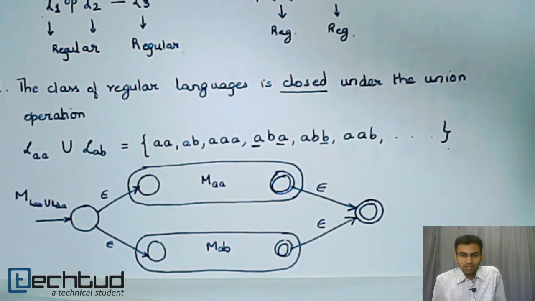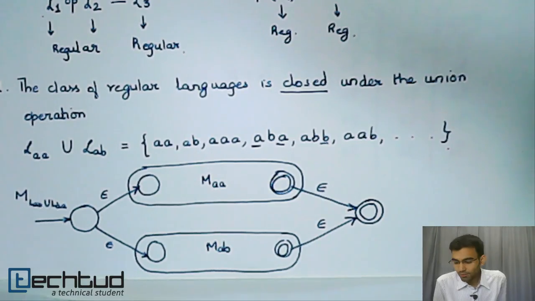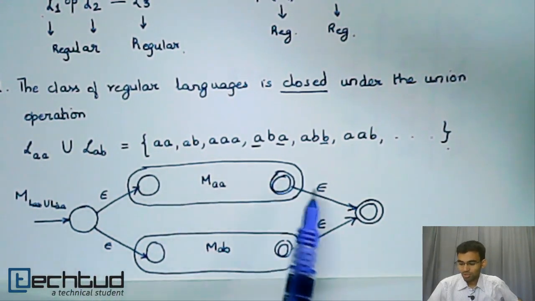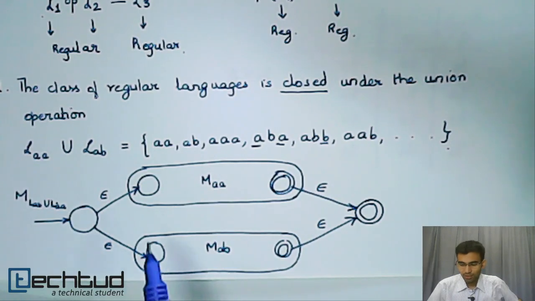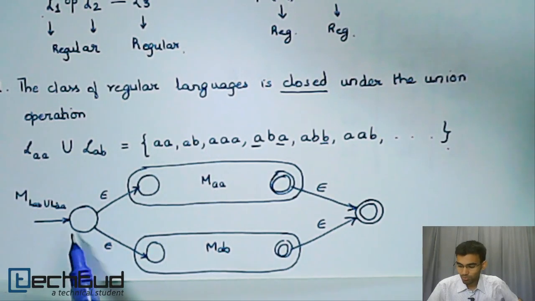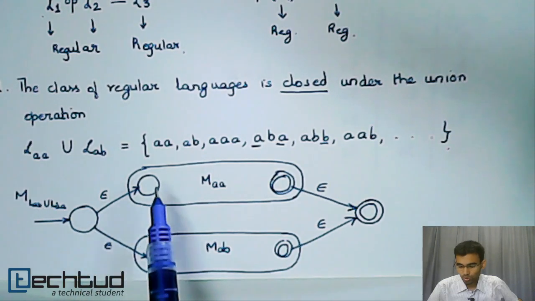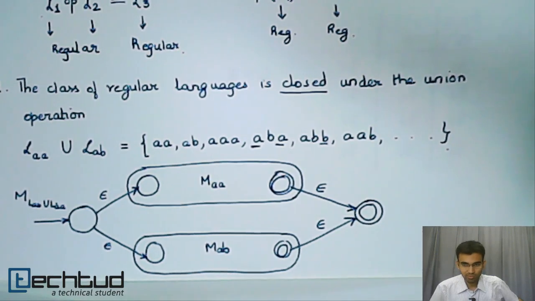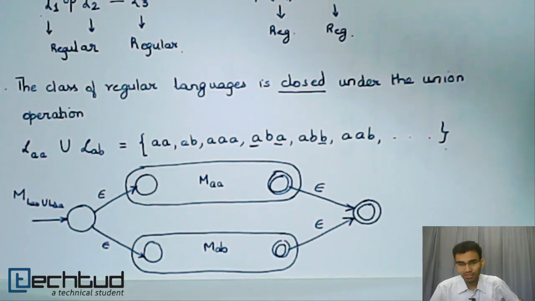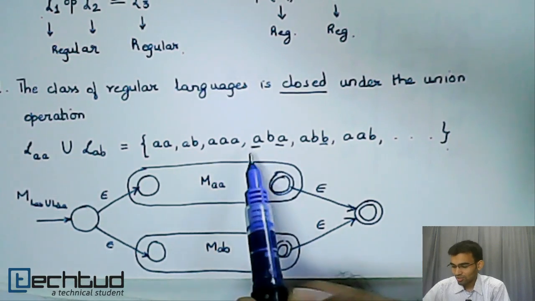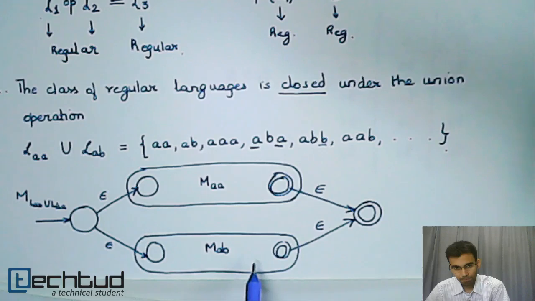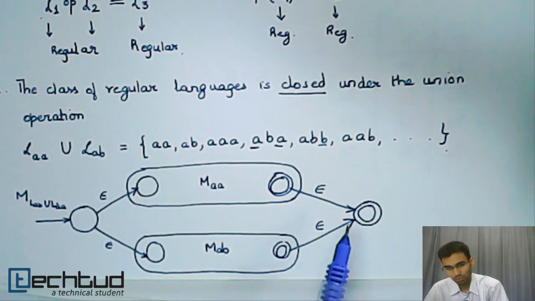So what essentially does this mean? This means that if there is some path in the machine that, on reading the string, takes you from the start state through either machine MAA or machine MAB to a final state, the string will be accepted. Please understand that the string ABA will go through MAB and not reach a final state, and therefore will not be accepted.